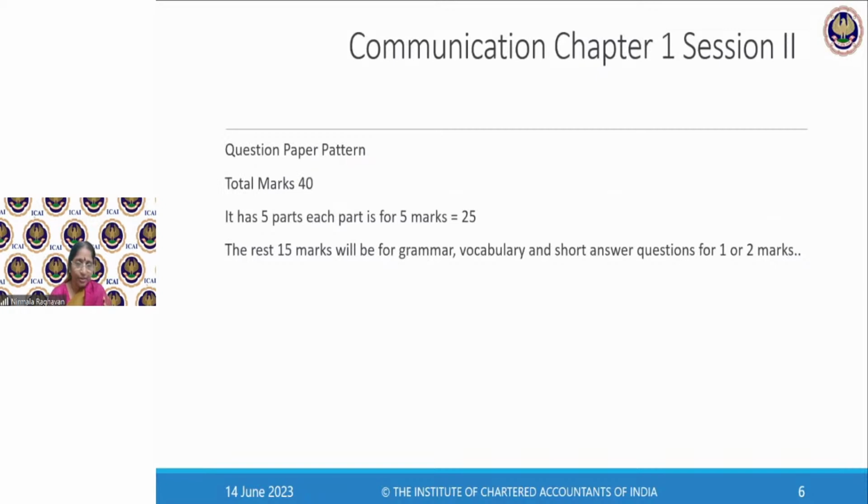Question paper pattern is something that I show in every class of mine, so that it sinks in. The business correspondence and reporting paper is combined with the law paper. Law paper is for 60 marks and BCR is for 40 marks. You have 5 long writing tasks for 5 marks each and the total is 25 marks. The rest 15 marks will be for grammar, vocabulary and short answer questions for only 1 or 2 marks.